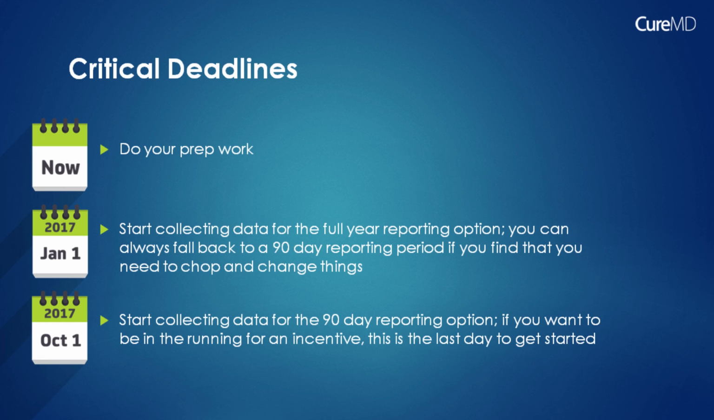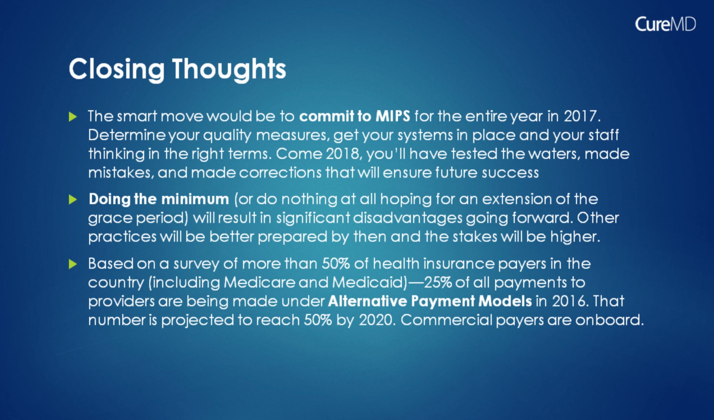So that's there, right? Closing thoughts, what we've been repeating often during the webinar: the smart move is to commit to MIPS for the entire year of 2017. Let's say it doesn't go so well, and you find out a third into the year, a quarter into the year, 6 months into the year, that it is not right. You can make changes, and since the reporting happens in March the next year, you can decide to only report for the 90 days in which things are running well and my mistakes have been corrected, and so this ensures that I'll be successful come 2018.